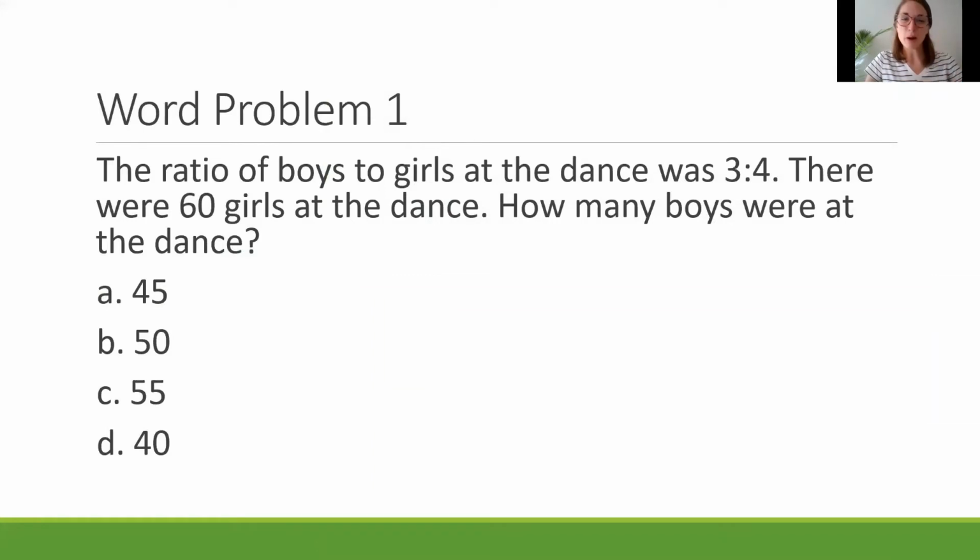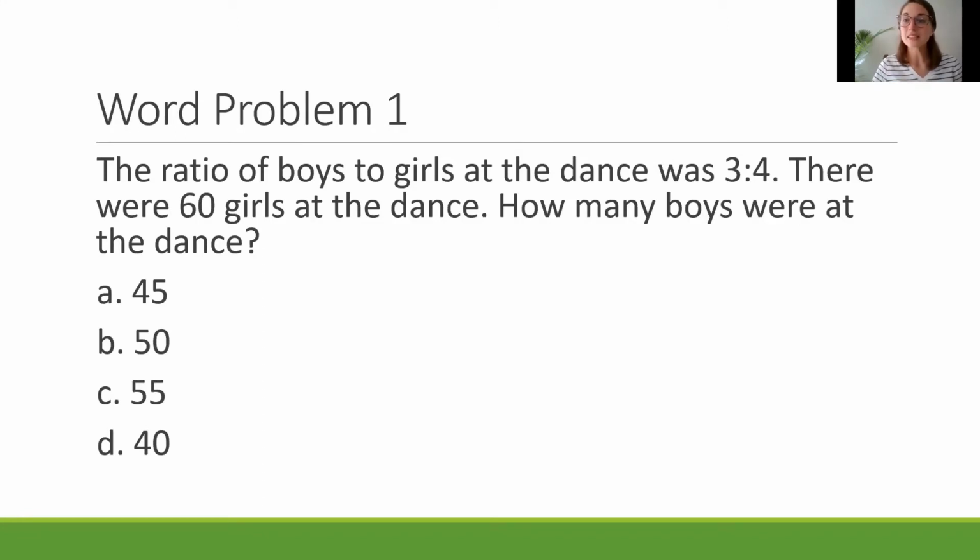Let's get started with word problem 1. It says the ratio of boys to girls at the dance was 3 to 4. There were 60 girls at the dance. How many boys were at the dance? A couple things we need to know. First of all, we're working with a ratio. When I think of ratios, remember the two dots in the middle, the colon, you say it like "to." So 3 to 4. Whatever order the thing being compared is in, it's the same order for the numbers. So if it says boys to girls and the numbers are 3 to 4, that means for every 3 boys, there are 4 girls. Make sure you keep those numbers in order.